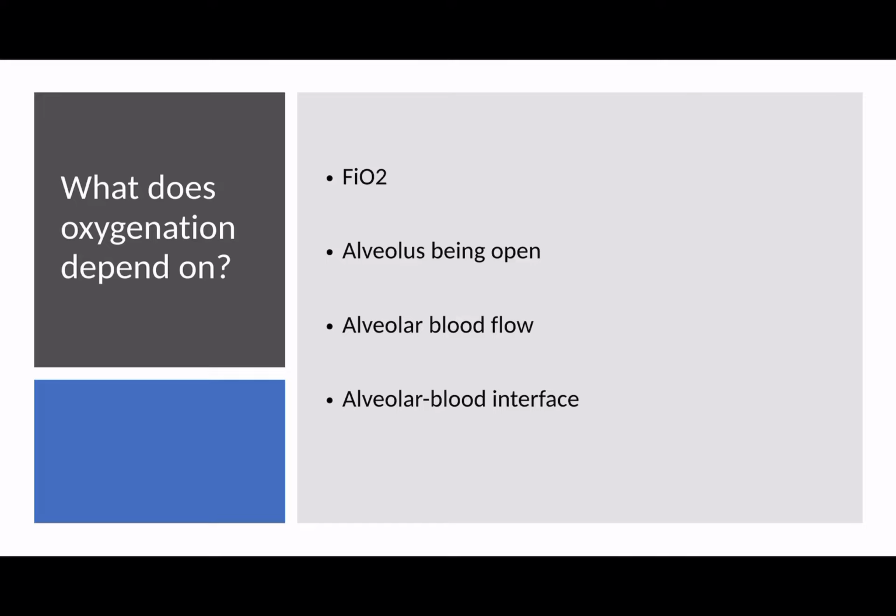Oxygenation itself depends upon the inspired fractional concentration of oxygen, but also on the alveolus being open, thus keeping it open for as long as possible with the high pressure or the P high. It depends upon alveolar blood flow, so we do need to make sure that we optimize right ventricular outflow and cardiac output in these patients. And the alveolar blood interface can only really be improved through treatments and time. So things like diuretics, antibiotics, anti-inflammatories really do take a bit of time. So APRV is there to give us time to allow for the treatments that we give in intensive care to actually work.